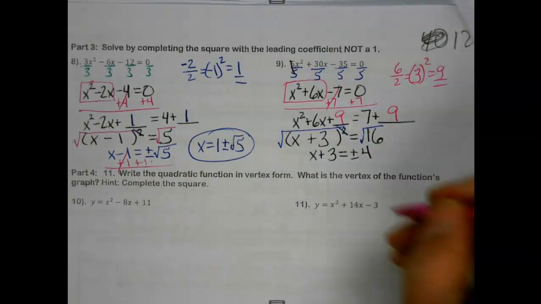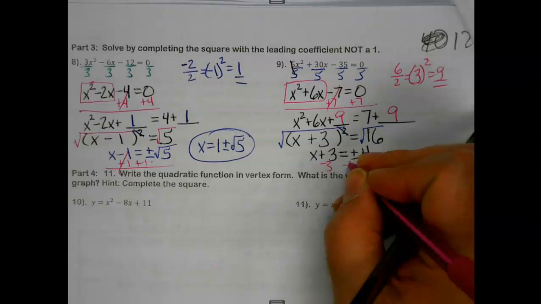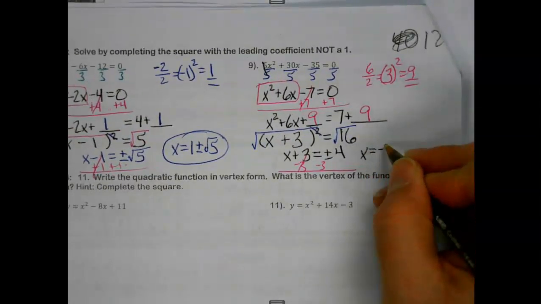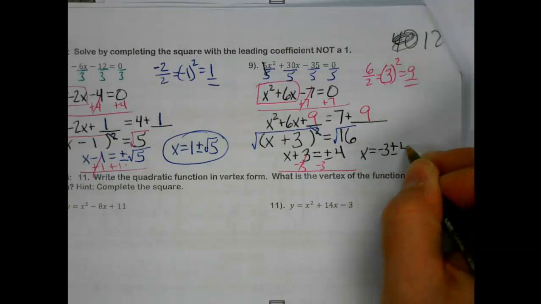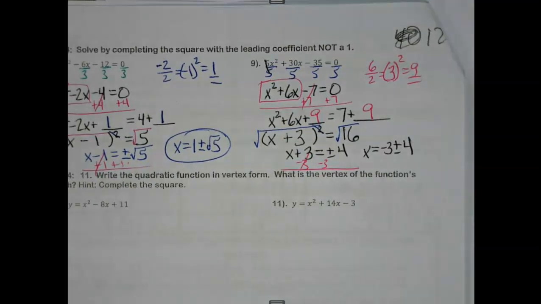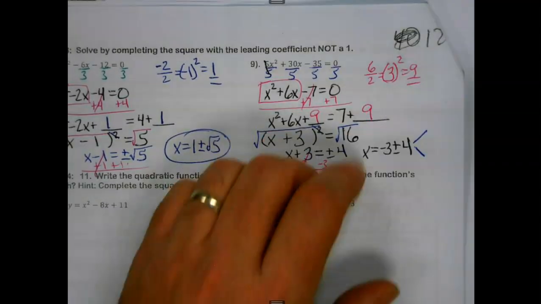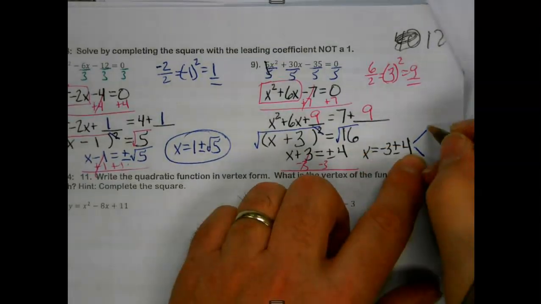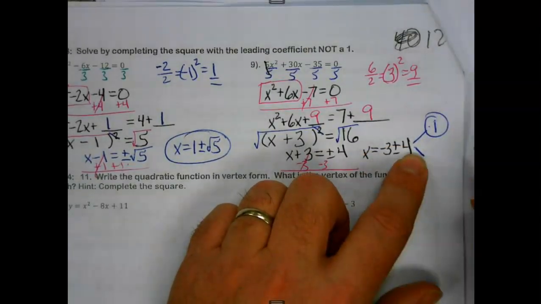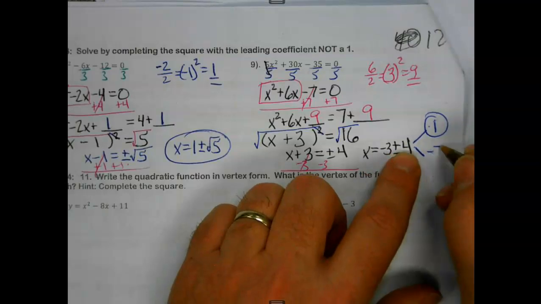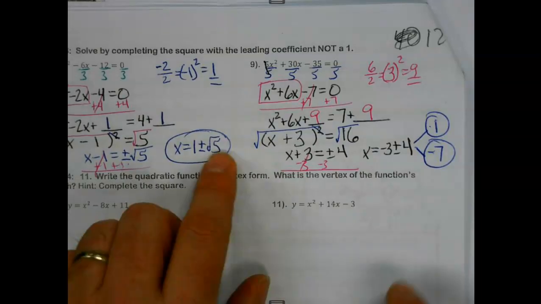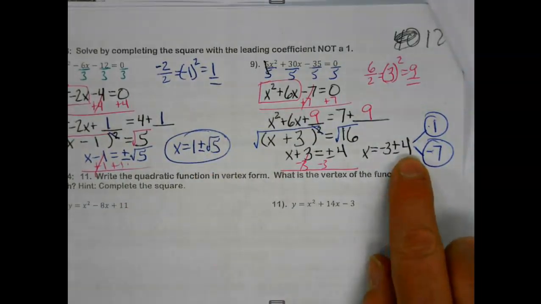And so now this time, a little bit different of a situation. Because instead of just leaving it like this, since there's no radicals, we can actually do the math. Negative 3 plus 4 is 1. Negative 3 minus 4 is negative 7. And I can go further, because again, there's no radical this time.